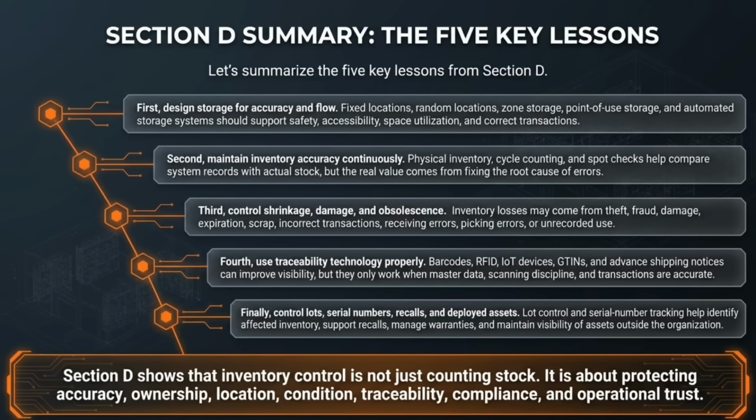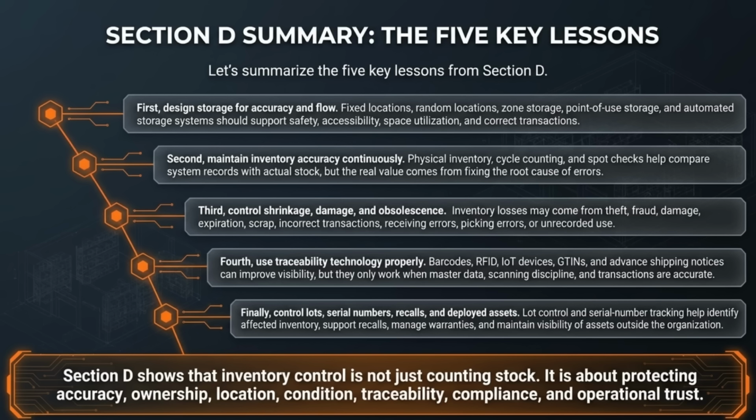Let's summarize the 5 key lessons from Section D. First, design storage for accuracy and flow. Fixed locations, random locations, zone storage, point-of-use storage, and automated storage systems should support safety, accessibility, space utilization, and correct transactions.